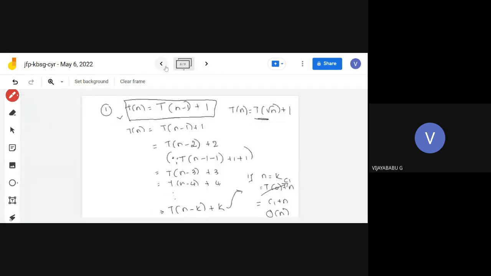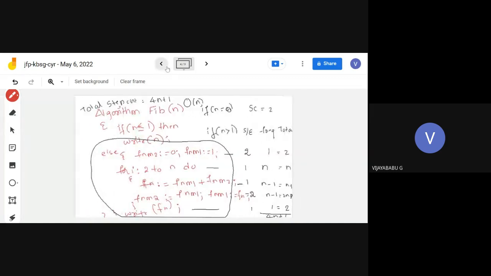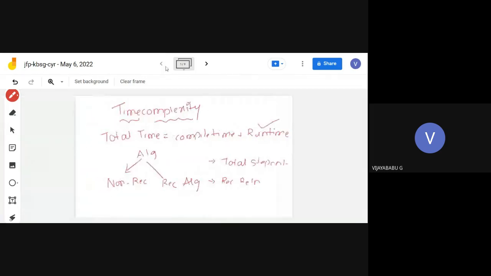So in the beginning, we have seen that time complexity we can do in two ways. That is finding out the total step count, or with the help of the recurrence relation also we can do that, right?